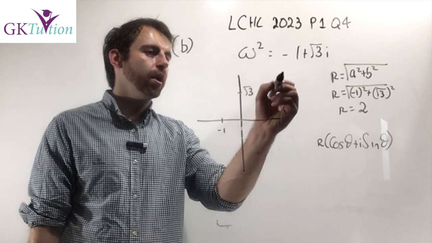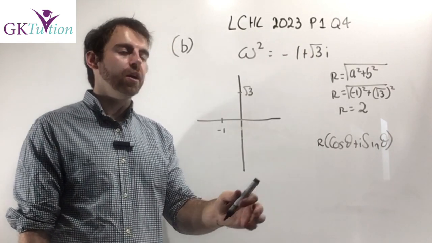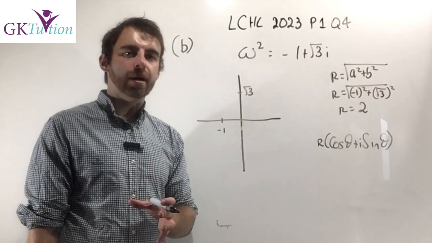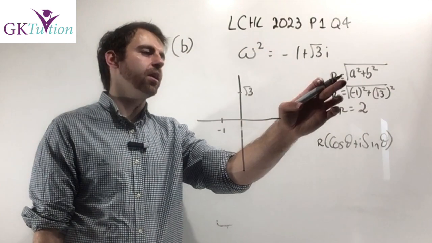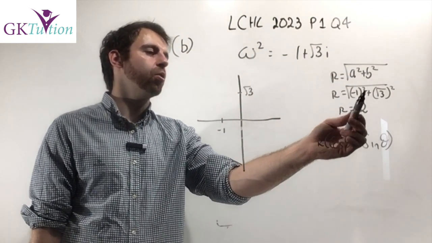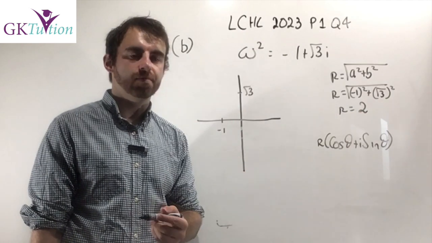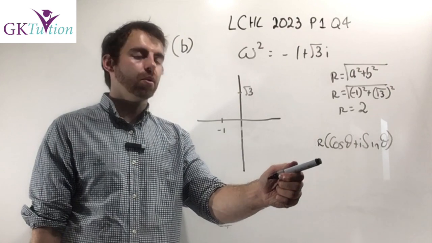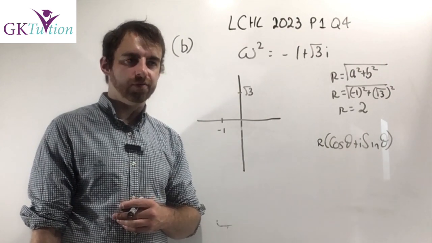We have to rewrite -1 + √3i in the form r(cos θ + i sin θ). r represents the modulus, and it's calculated as the square root of a² + b², where a in this case is -1 and b in this case is √3. So it's simple enough, your modulus works out as 2, so that's what we're going to sub in when we're dealing with polar form.